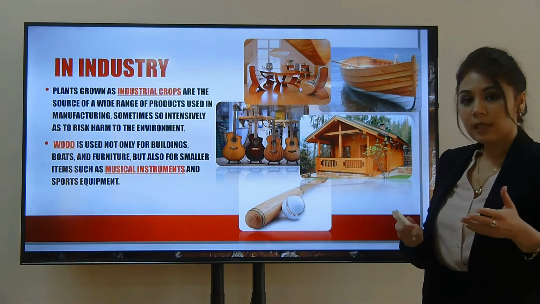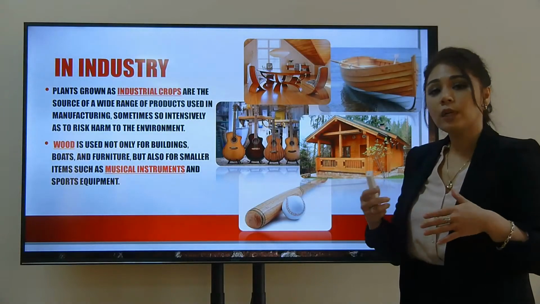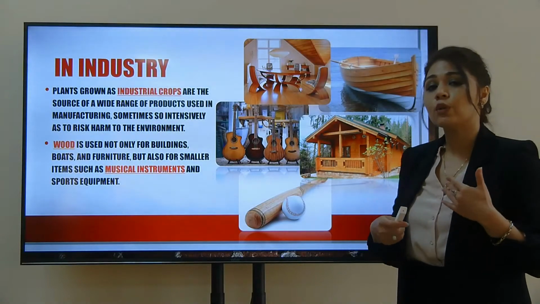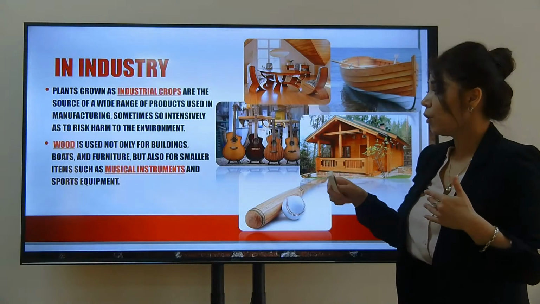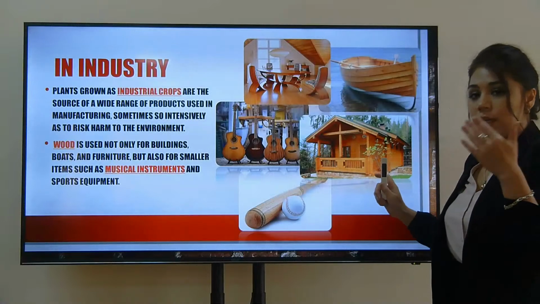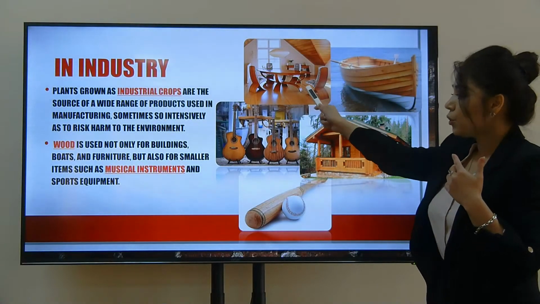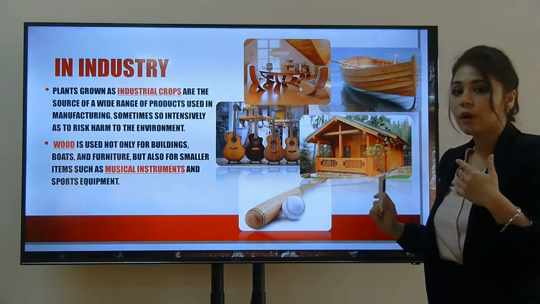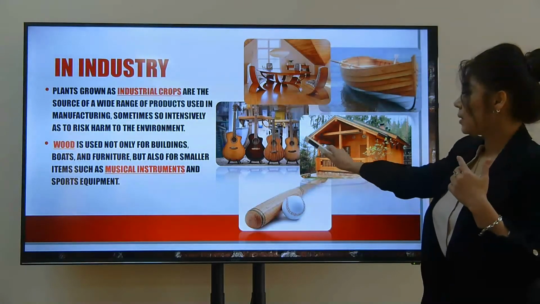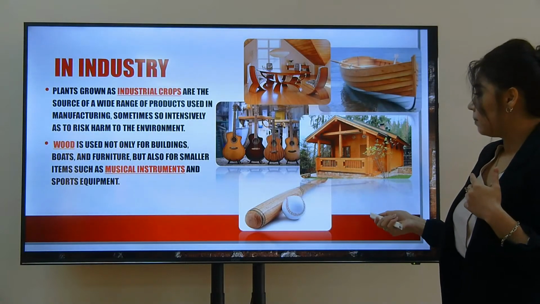And in industry, let's talk about practical uses of plants in industry. Plants grown as industrial crops are used for industry. One of the most important sources of industrial crops is wood. Wood is used not only for buildings, as you see here a wood house, boats and furniture, but also for smaller items such as musical instruments and sports equipment.